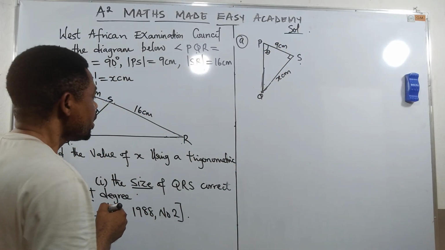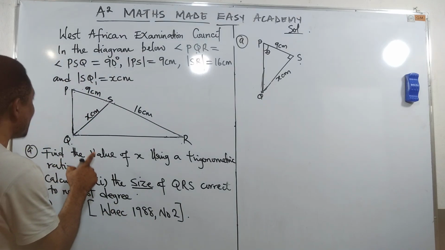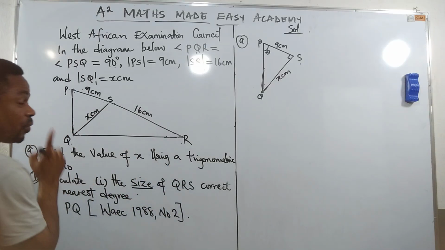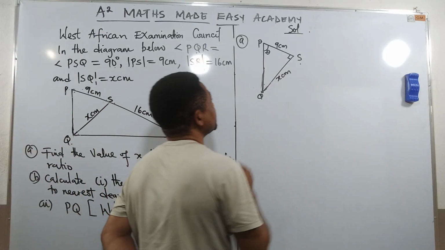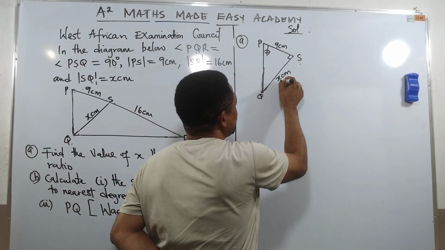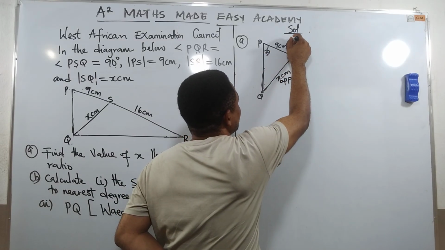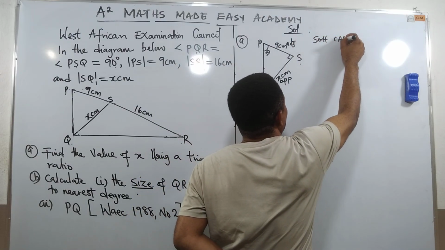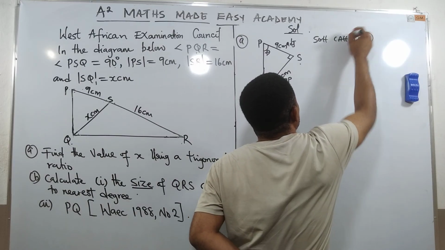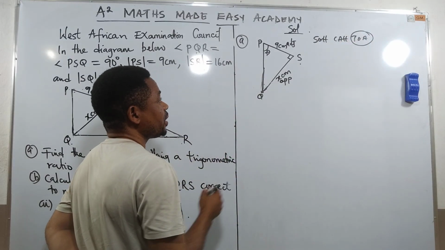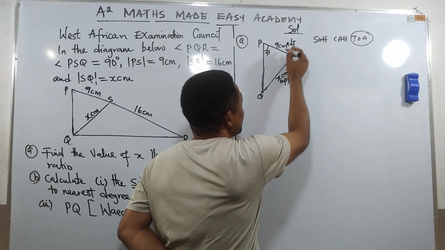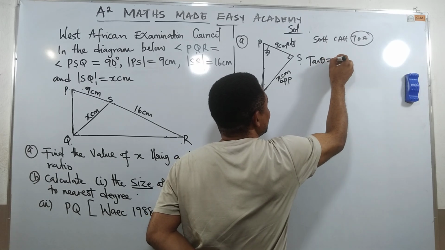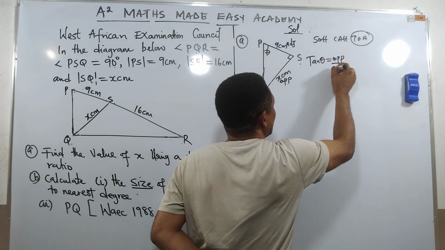Remember, the question says we should find the value of x using a trigonometric ratio. So how do we find it? If this angle is theta, this is opposite, and this is adjacent. So I will apply the rule of SOHCAHTOA, in the sense that we are going to apply TOA. We have opposite and adjacent. T stands for tan, and tan theta means opposite all over adjacent.